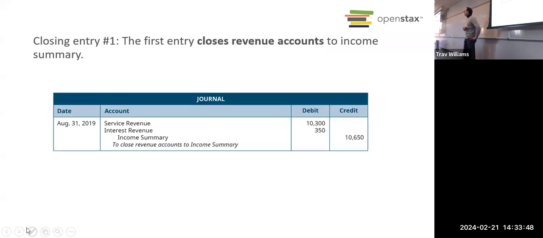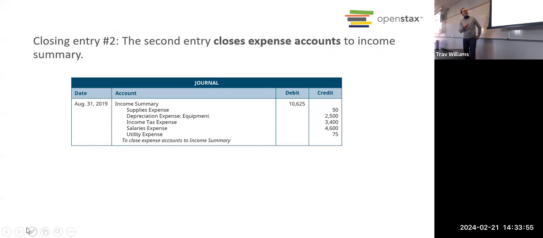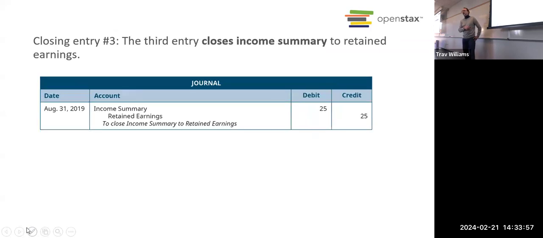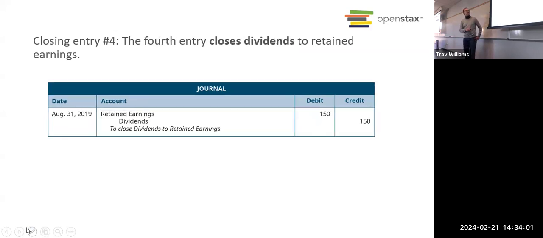Then we close out the temporary accounts, right? Step 1, we close out revenue. Step 2, close out expenses. Step 3, close out the income summary account to retained earnings. And step 4, close out the dividend account to retained earnings.